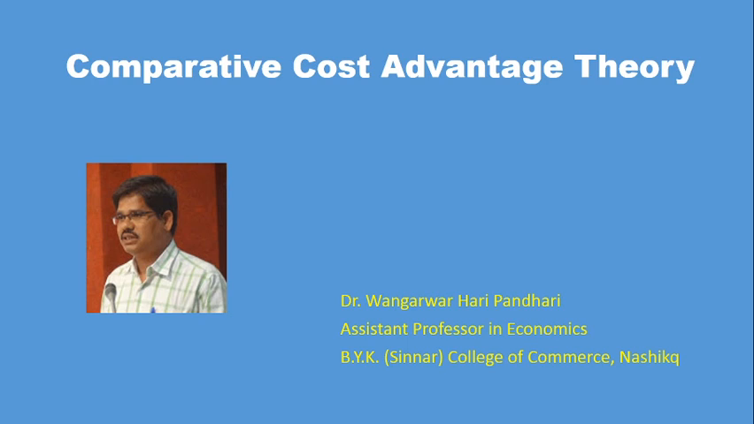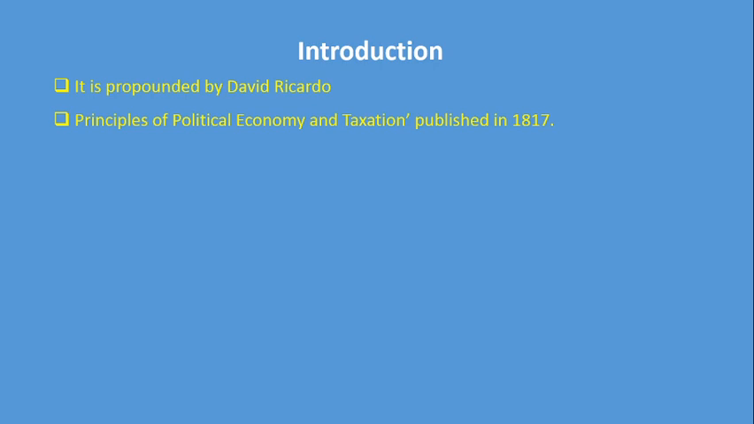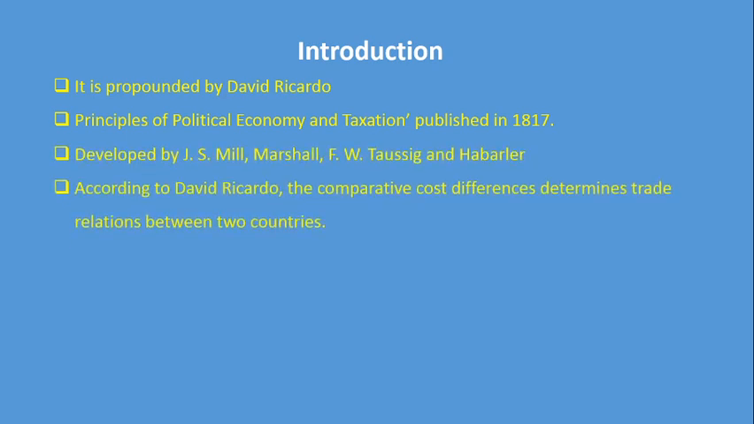In this lecture, we will discuss the comparative cost advantage theory of international trade. This theory was propounded by David Ricardo in his book Principles of Political Economy and Taxation, published in 1870. It was later developed by J.S. Mill, Marshall, Townsend, and Haberler. According to David Ricardo, it is not the absolute but the comparative cost differences that determine trade relations between the two countries.